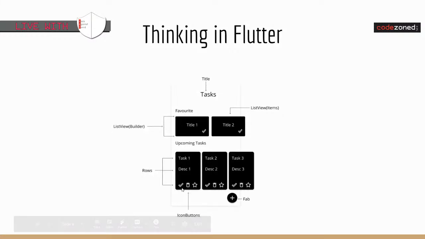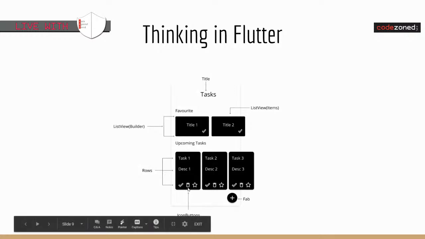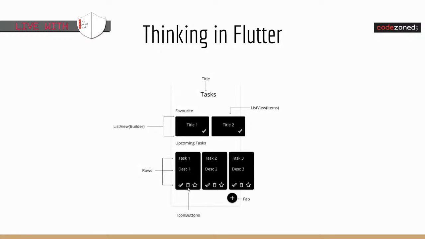And the icons you can see here are called icon buttons. Icons are just for representing something. And when we add a button to it, it has got a functionality to it. So Flutter calls it icon buttons. That is icon with a functionality.